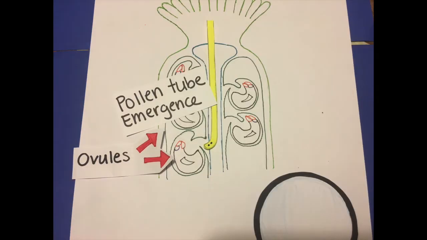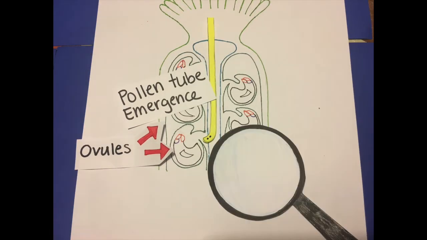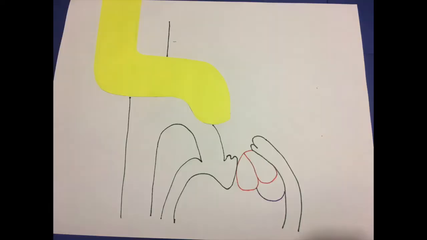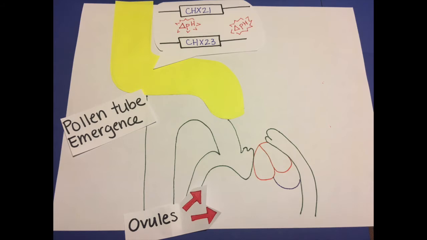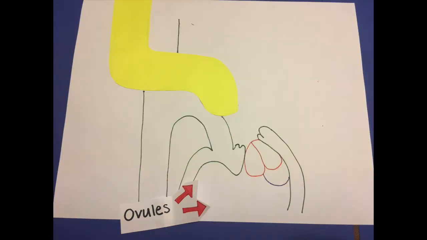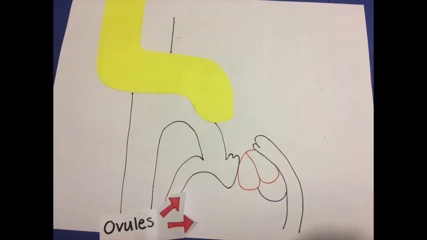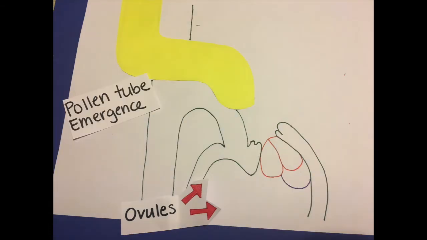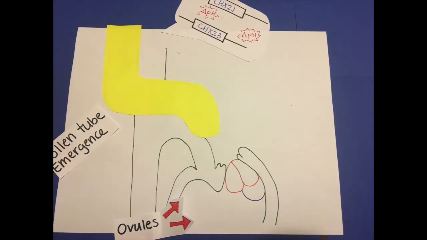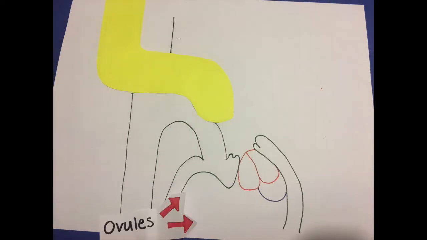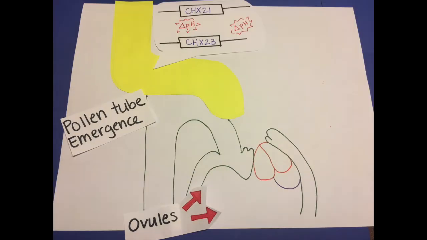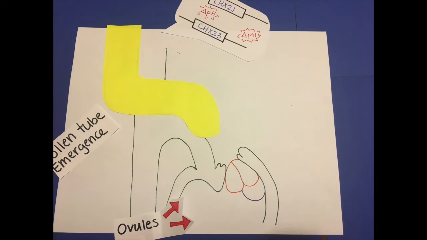Before getting to the ovule, the pollen tube exits the tract in what is known as pollen tube emergence. The pollen tube continues its tip growth until it reaches the ovule. Not much is known about the process of emergence other than two family genes, CHX21 and CHX23, are expressed in the pollen tube and assist with the directional growth through regulating pH. Following emergence is ovular guidance.